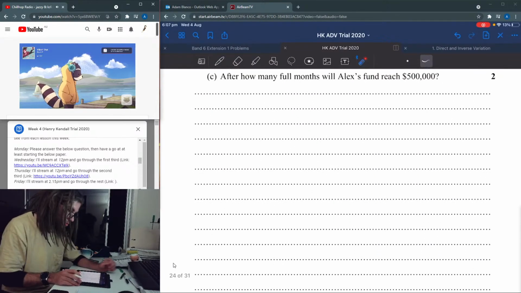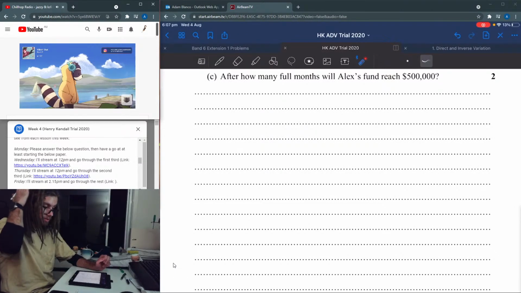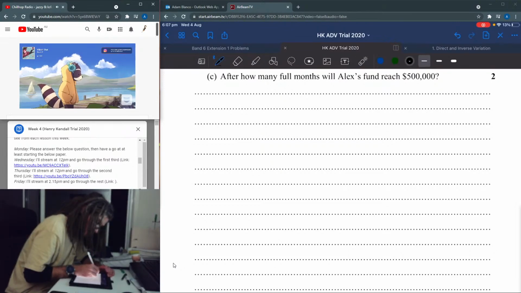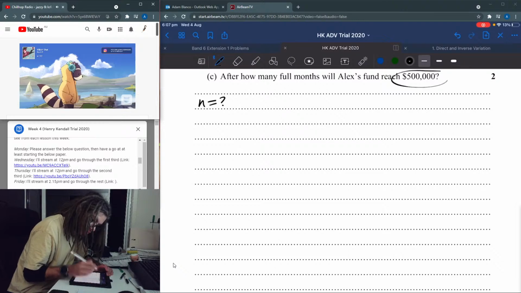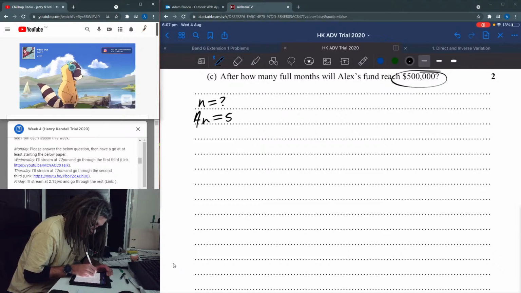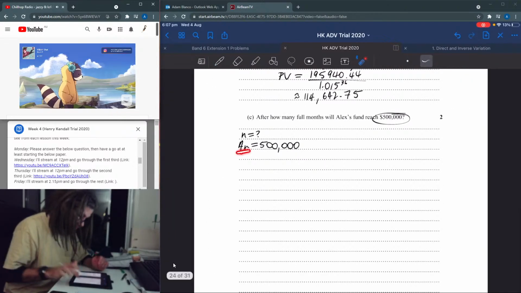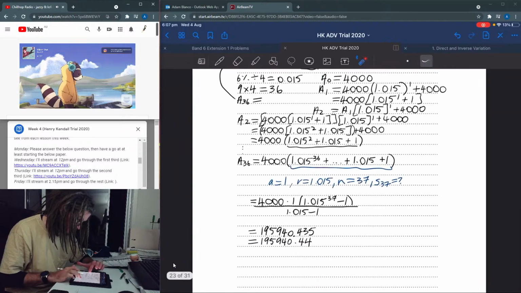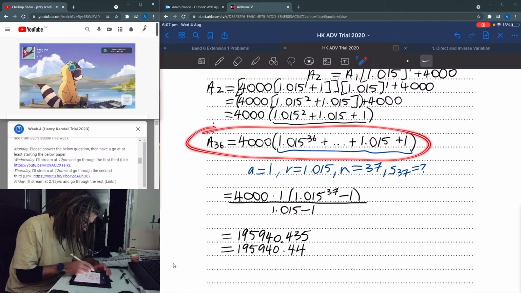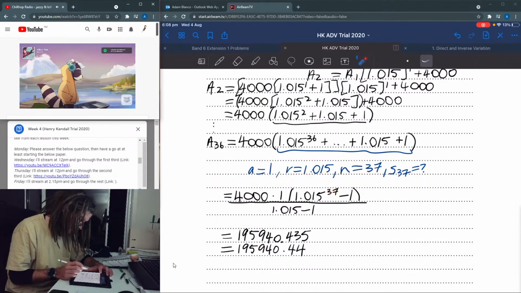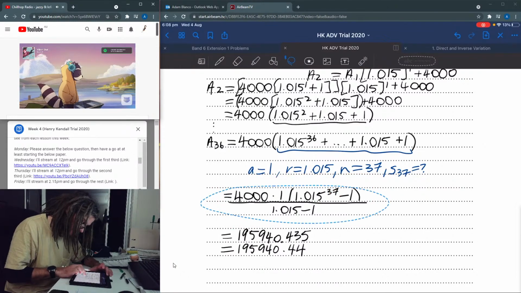Okay, how many full months will Alex's fund reach $500,000? Now, that's kind of saying after how many full months, so n, will it reach this? So the total, A of n, reaching 500,000. So this is the point where you just look back in your question and say, do I have an expression for A n? And, well, I kind of do. It's this, right? I just change n to that, but I don't have to perform this sum again. So really, I kind of just use this and replace 37 with n. So that's what I'm going to do. Let's actually just copy that, eh? Copy.